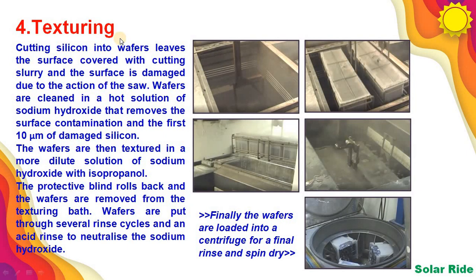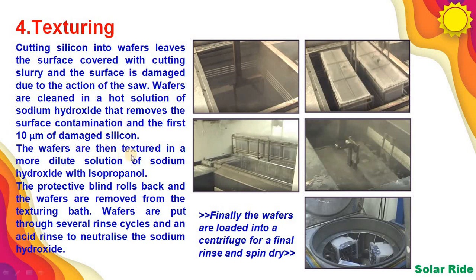The next process is texturing or texturization. Cutting silicon into wafers leaves the surface covered with cutting slurry, and the surface is damaged by the action of the saw. That's why wafers are cleaned in a hot solution of sodium hydroxide that removes the surface contamination and the first 10 micrometers of the damaged silicon. That's why we are using sodium hydroxide. This removes the surface contamination, the 10 microns.